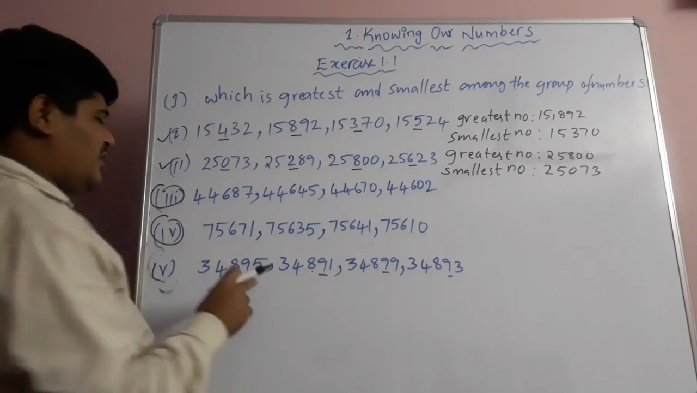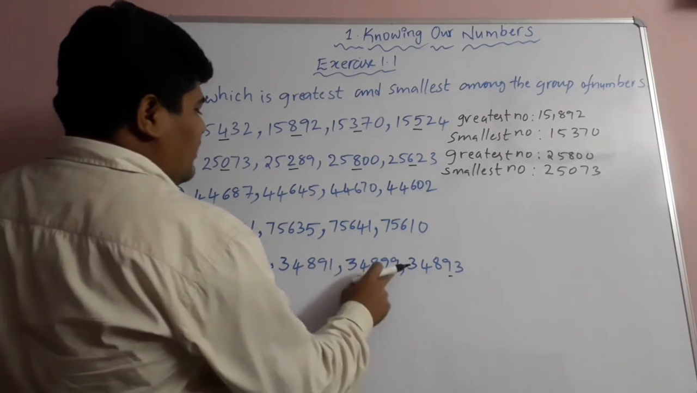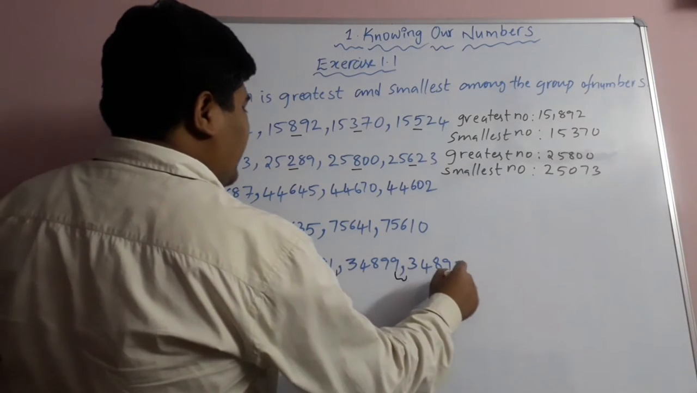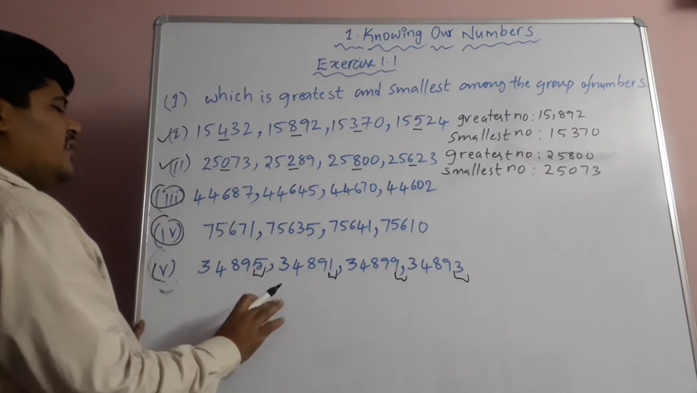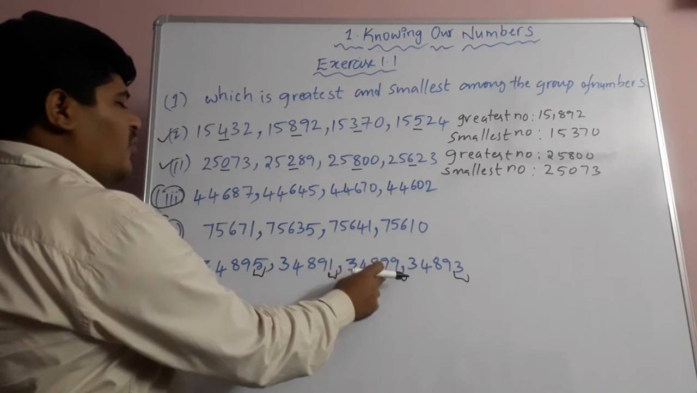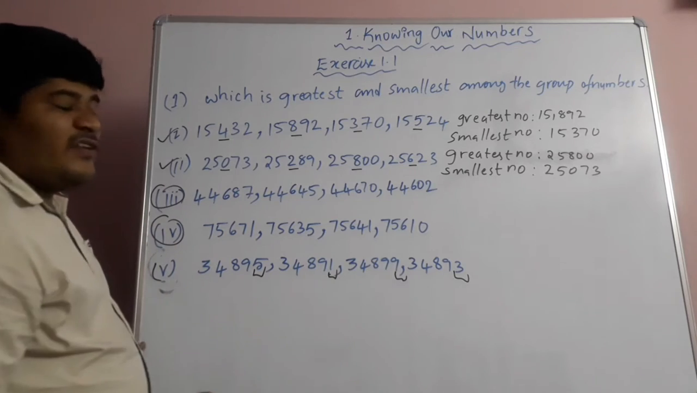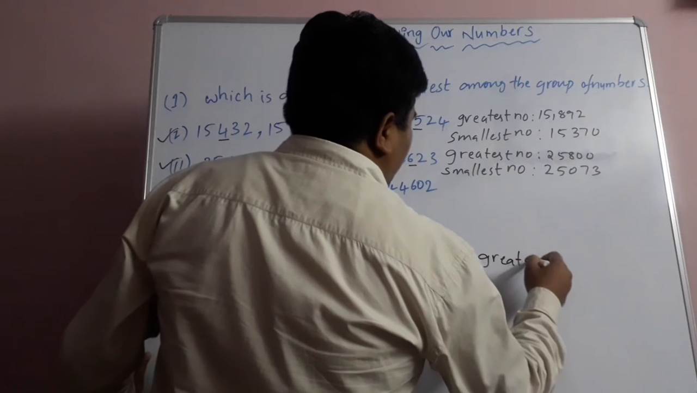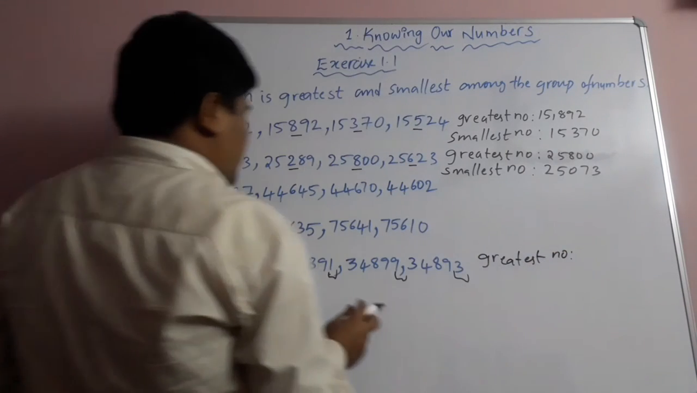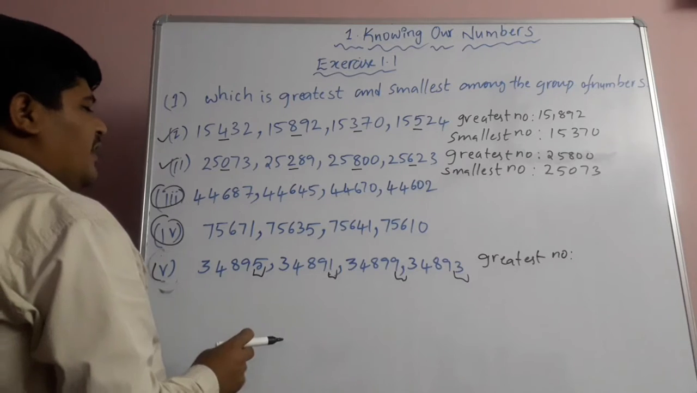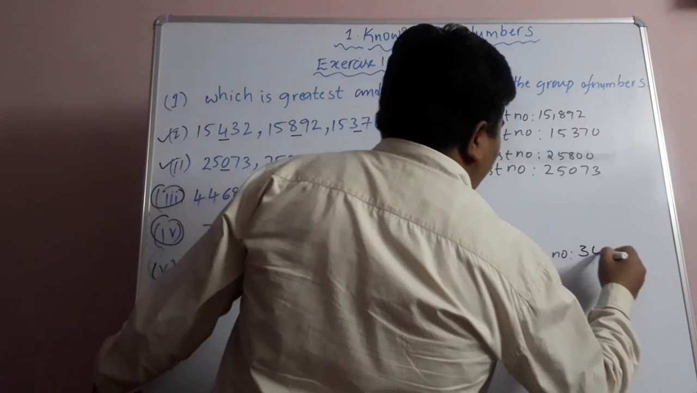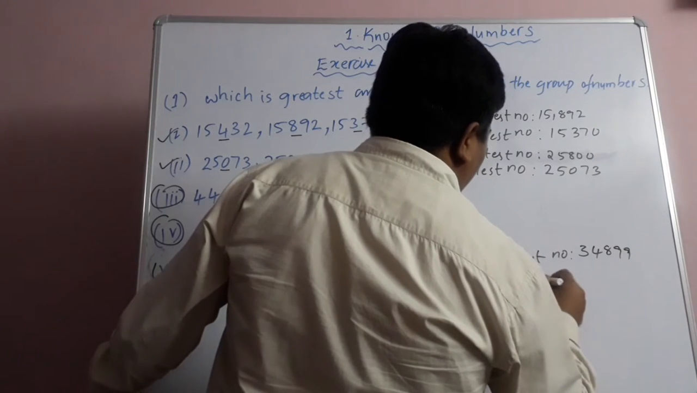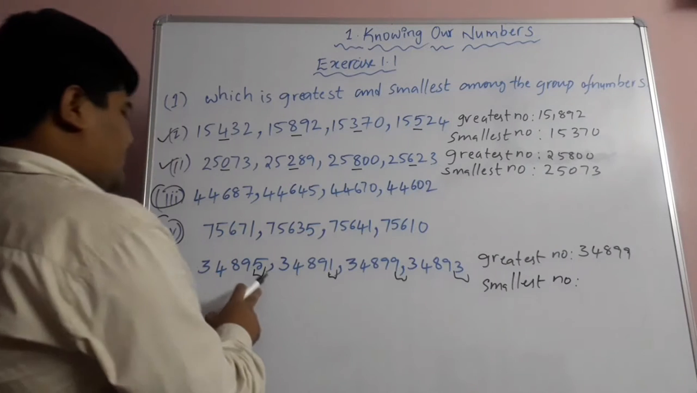Now look at the fifth digit. What are the fifth digits, children? 5, 1, 9 and 3. Among all these digits, which digit is big? 9, no? So the greatest number is 34,899. And the smallest number, children? What is the smallest number?